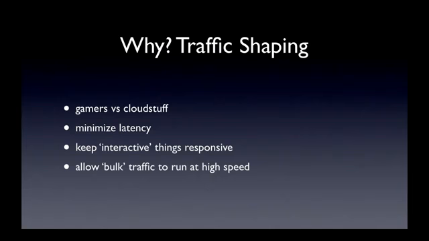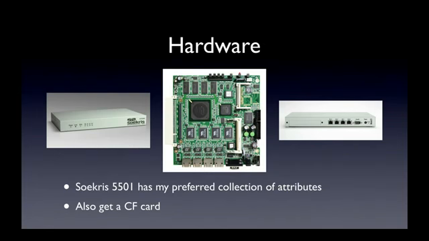So we want to keep the interactive things quick by minimizing latency, but we also want to allow the bulk traffic to run at high speeds, so we can get the best of both worlds. We don't want to just apply artificial limits. We want to do things in a smart way. So that's the goal state. But before we get there, we've got to get this thing up and running.